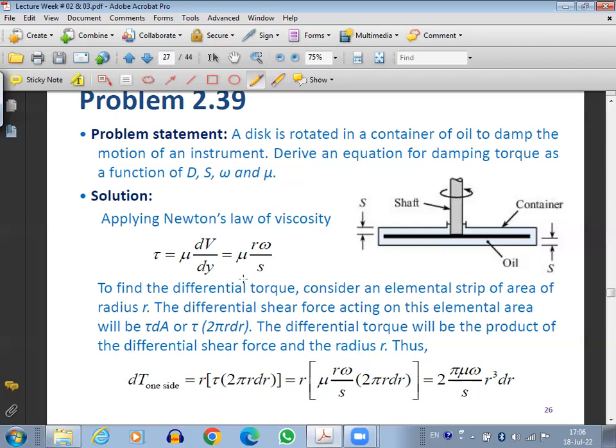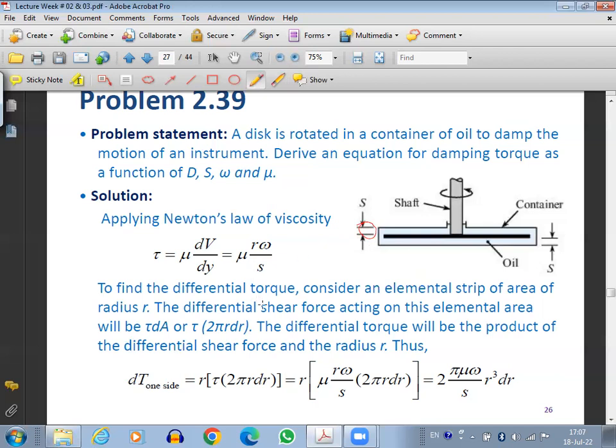S is the thickness of the oil. So here you'll have the oil above the plate and oil below the plate. So basically, what is torque? Torque is force multiplied by the moment arm, right? Torque is force multiplied by moment arm.